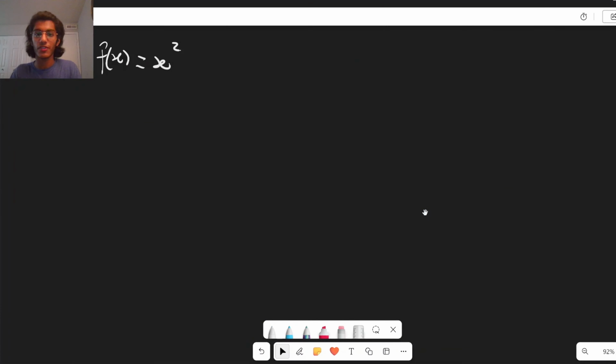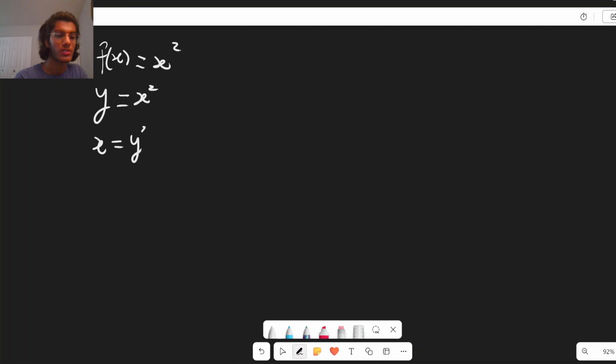Okay, so let's start with the first example I gave, f of x equals x squared. Now the first step you want to do is replace the f of x with a y. So we'll write down now y equals x squared. Next, you want to switch the y and the x. So now we have x equals y squared, like that. And finally, you want to solve for y. This is pretty simple in this case, you just take the square root. So in the end, we get y equals the square root of x.